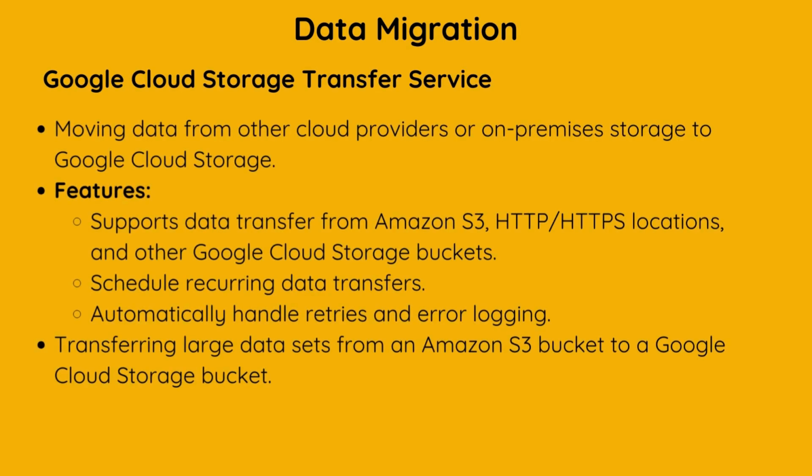Google Cloud Storage Transfer Service: moving data from other cloud providers or on-premises storage to Google Cloud Storage. Features: supports data transfer from Amazon S3, HTTP, HTTPS locations, and other Google Cloud Storage buckets. Schedule recurring data transfers. Automatically handle retries and error logging. Use cases: transferring large datasets from an Amazon S3 bucket to a Google Cloud Storage bucket.